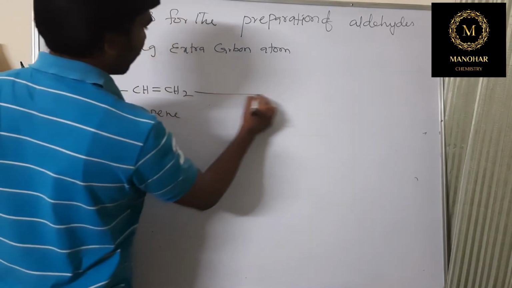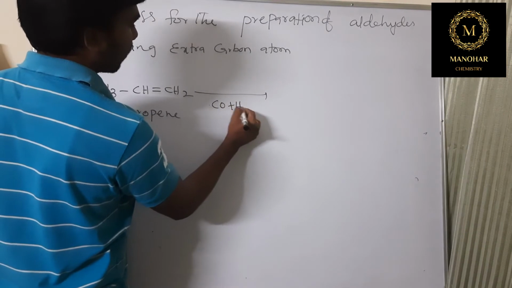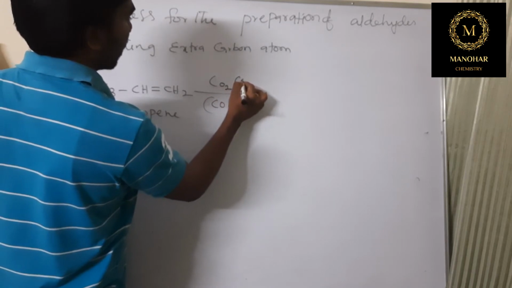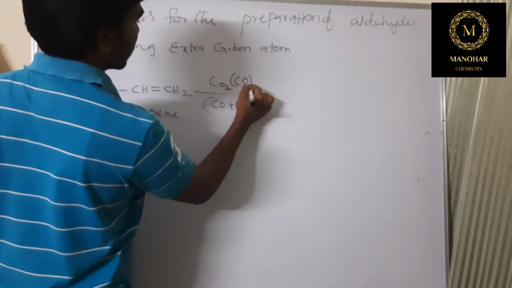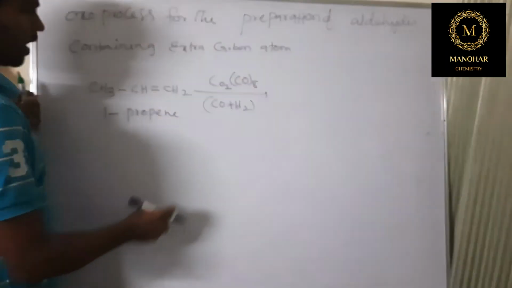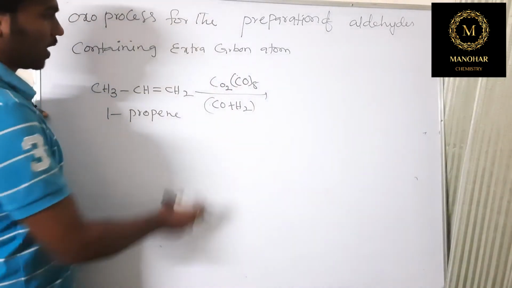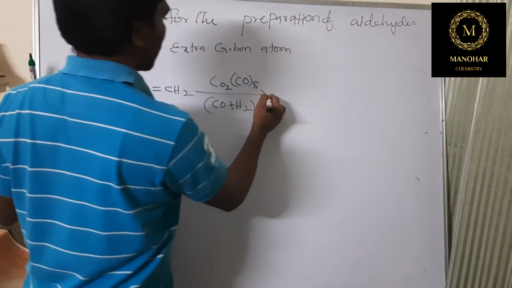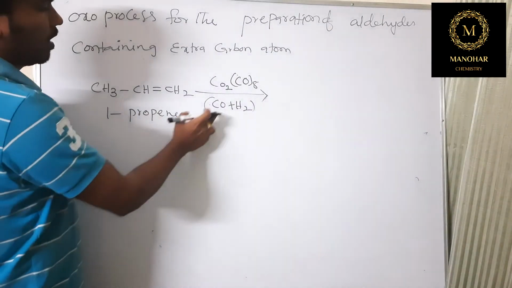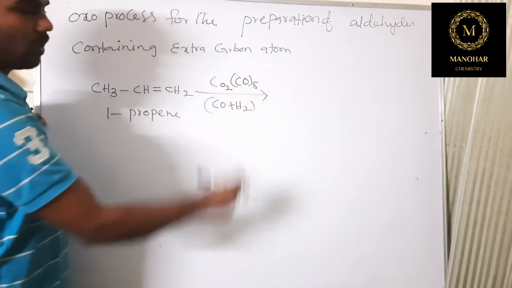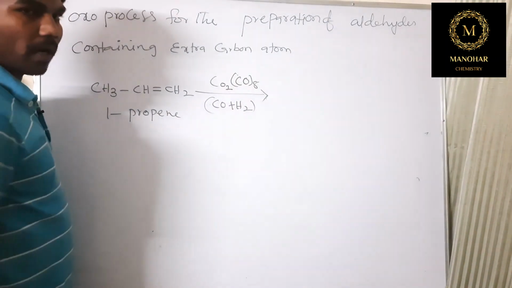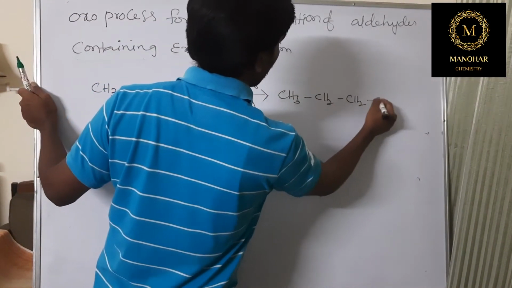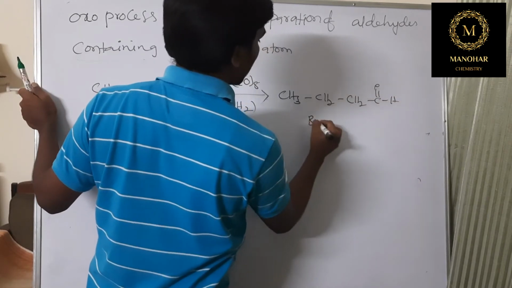This propene will react with water gas. CO plus H2 is called water gas. And here I am using octacarbonyl dicobalt as the catalyst. With the help of this reagent, when this propene reacts with water gas in presence of octacarbonyl dicobalt, it is going to form butanal: CH3CH2CH2C double bond OH. The name of this one is butanal.